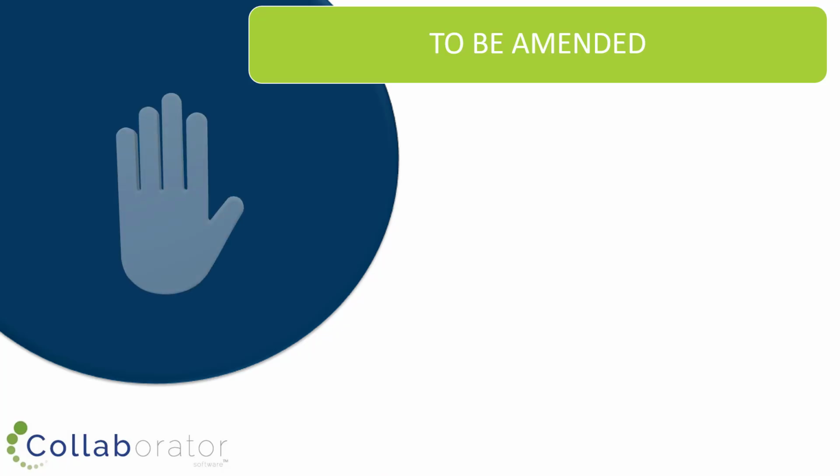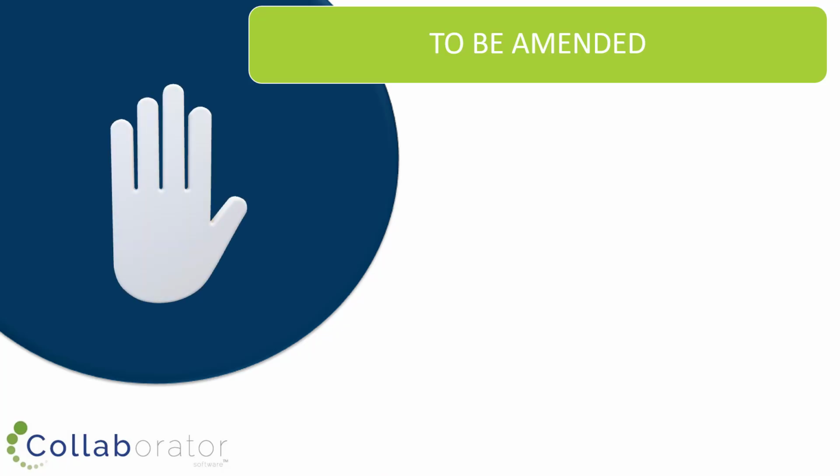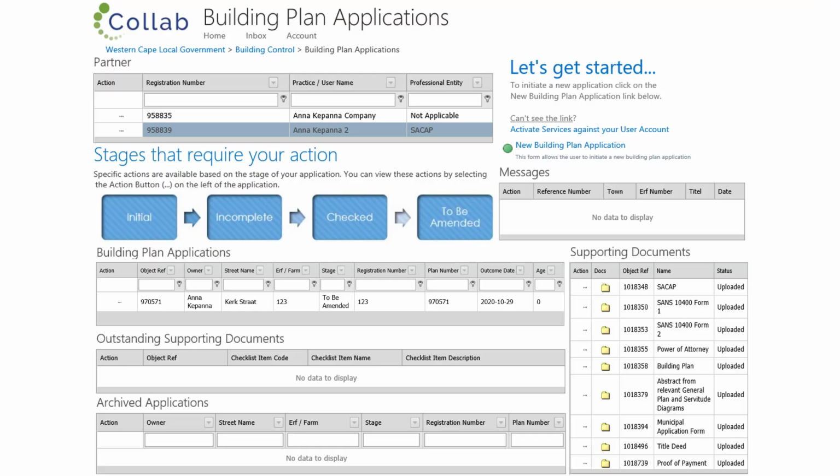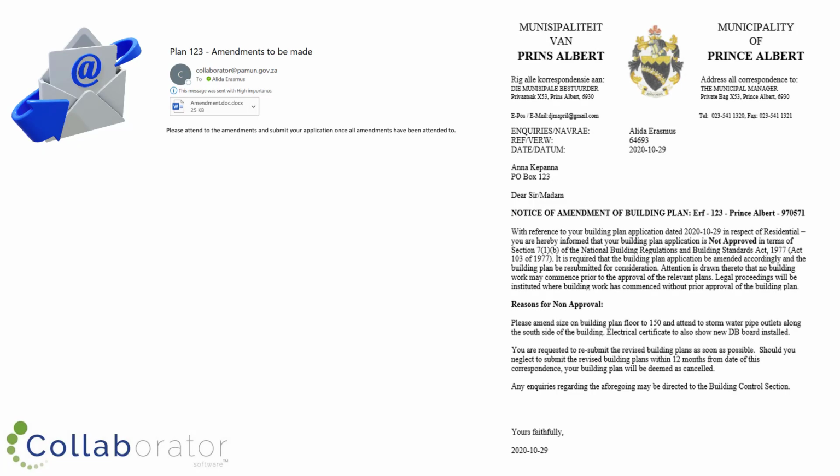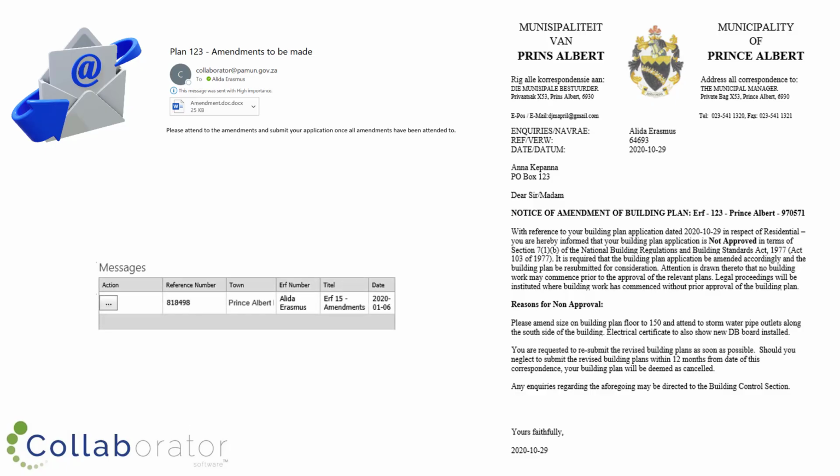The other stage your application might find itself in is the To Be Amended stage. If there are any amendments to be done to the application, the municipality will put the application in the To Be Amended stage. The stage will then change to To Be Amended on your application on the portal. You will receive an email with a Notice of Amendment of Building Plan letter attached, advising you on the amendments to be made on the application. You might also receive a message via the message board advising you of the amendments requested.